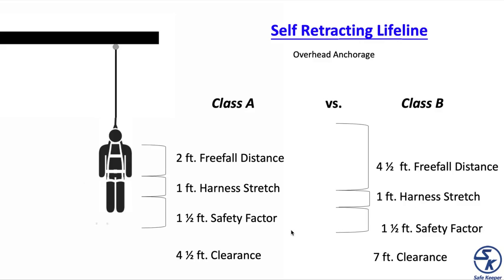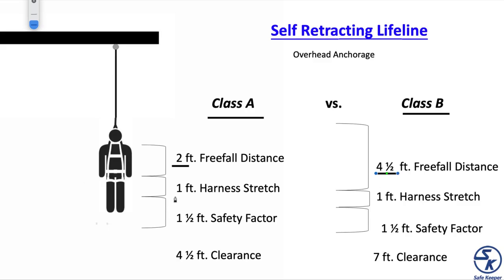ANSI sorts SRLs, or self-retracting lifelines, into 2 classes. Class A with a max arrest distance of 2 feet, and Class B with a max arrest distance of 4.5 feet. Take those into account first. 2 feet for Class A, 4.5 feet for Class B.